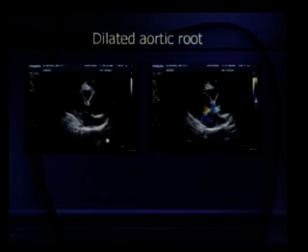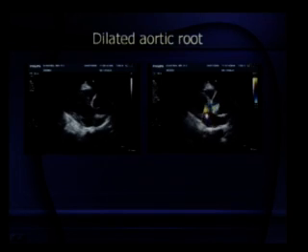Now look at the patient here. This is the left ventricular cavity. This is the septum, posterior wall. This is the aortic valve here, and you are seeing a dilated aortic root, and you are seeing regurgitation right here, so clearly visualized.